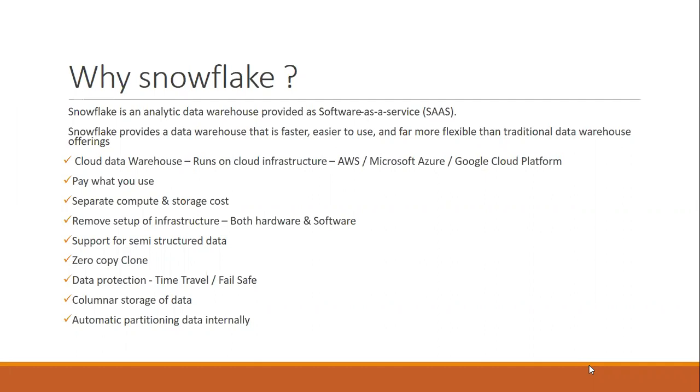And the last point is automatic partitioning of data internally. In a traditional data warehouse, we have to explicitly partition data to make the query faster. But here, Snowflake will compress the data internally and create micro partitions for each of the data. So there is a concept of micro partition which is done by Snowflake internally, and we will be learning all those things in our course.